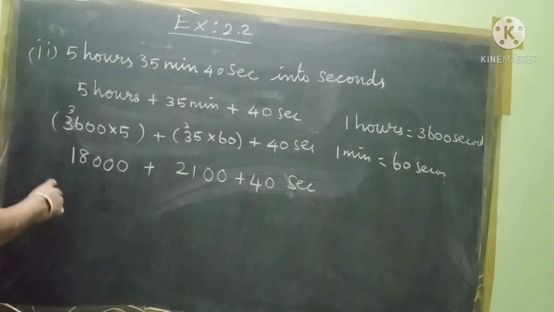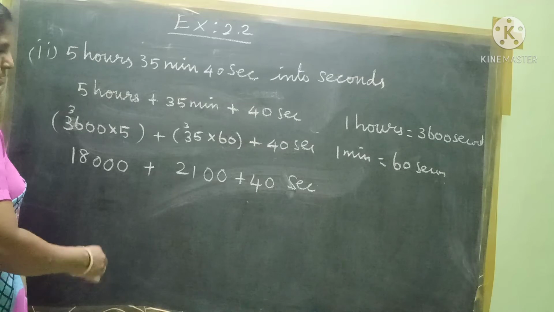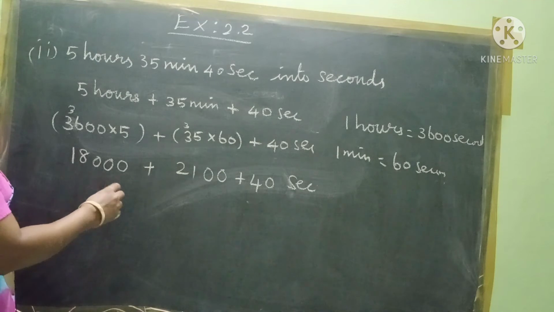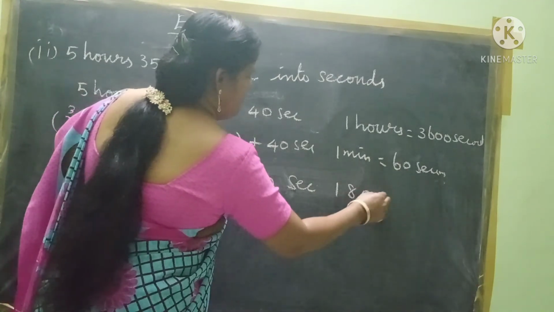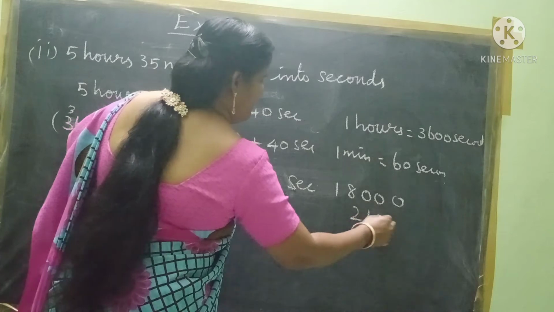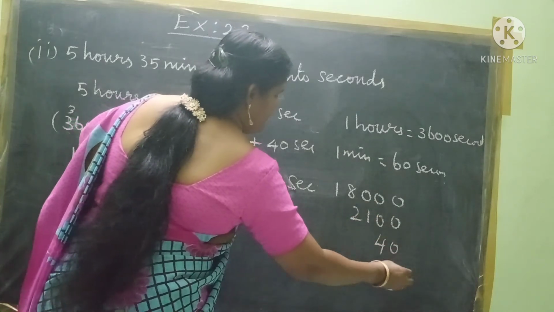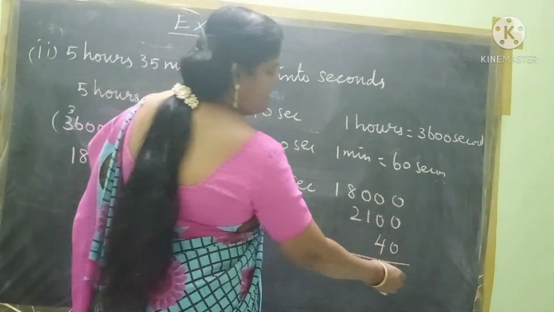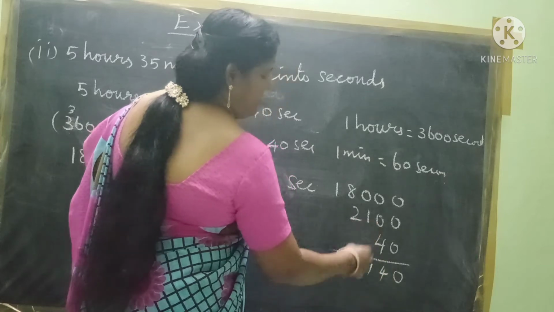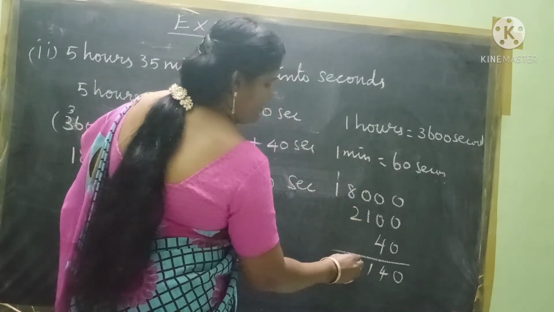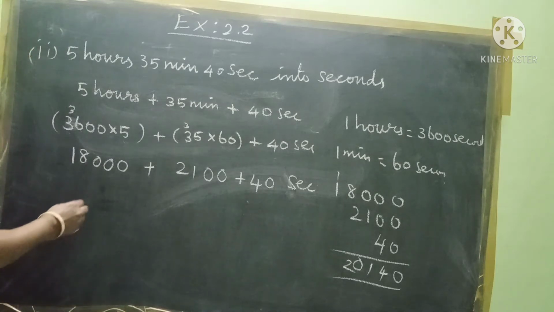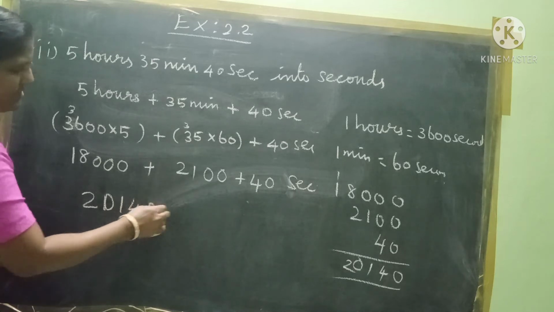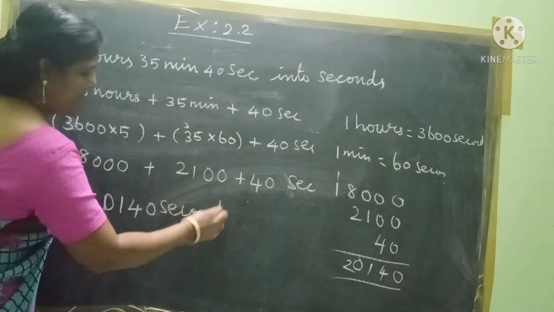So now we are going to add all the seconds. All the seconds, how do we add it? 18,000 plus 2100 plus 40. If you add it all, what will come? So the answer is 20,140 seconds. That is the answer.